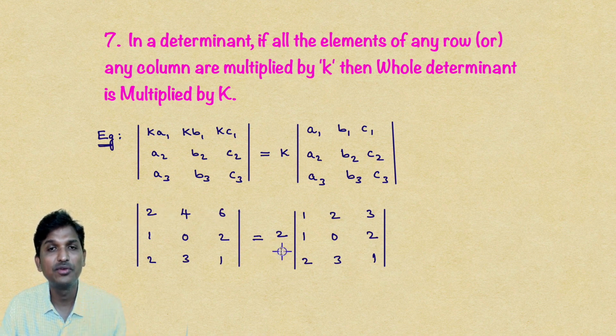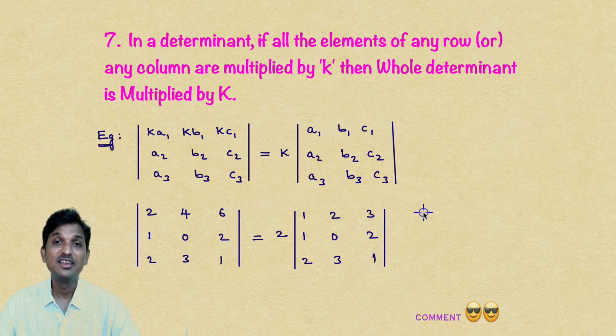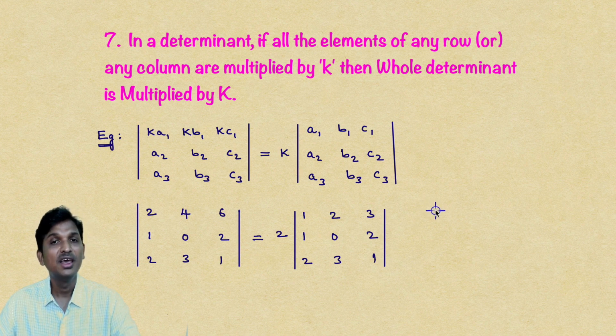If I take 2 common from the first row, what is remaining? See here, 1, since 2 into 1 is 2. Next here 2 is remaining because 4 can be written as 2 into 2, as you have taken 2 common. 2 3s are 6. I hope you understand this property. 7, 8, 9 are a little difficult to say quickly. You need more practice. What is 7th property? In a determinant, if all the elements of any row or any column are multiplied by k, then the whole determinant is multiplied by k. I hope you are understanding these properties.